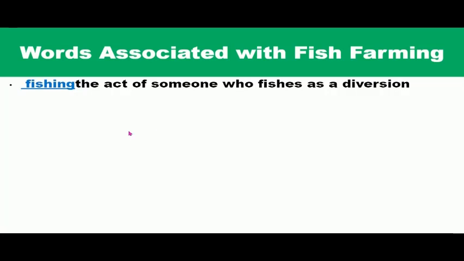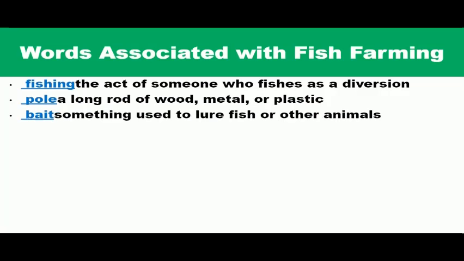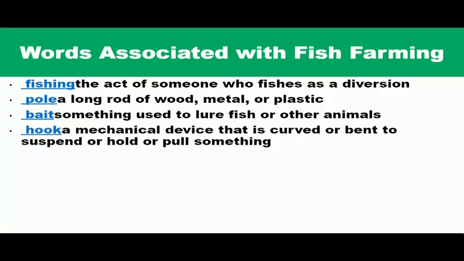Now, fishing is the act of someone who fishes as a diversion, as a kind of sport, if you like. Now, pole is a long rod of wood or metal or plastic used for fishing. Then bait is something used to lure or attract fish or other animals. You put it in the hook, and of course the hook is a mechanical device that is curved or bent to suspend or hold or pull something.